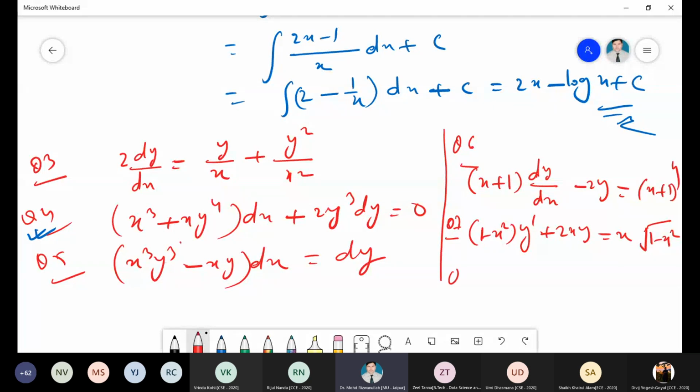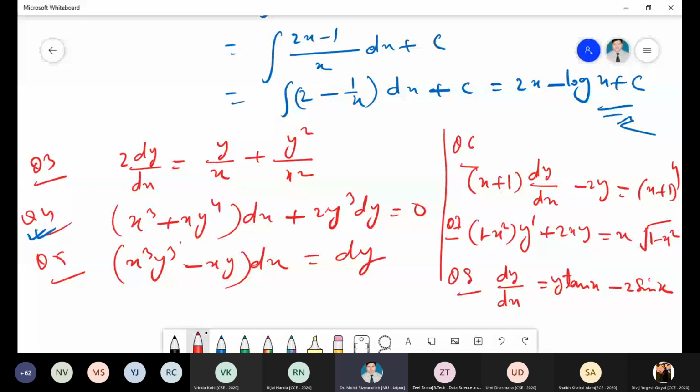Then question number 8. dy by dx equal to y tan x minus 2 sin x.